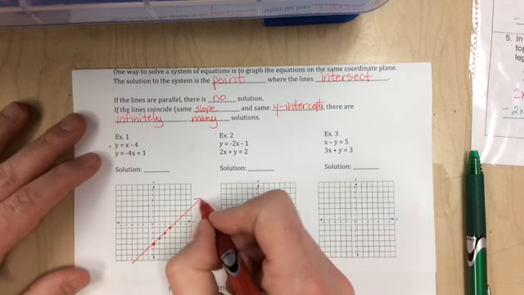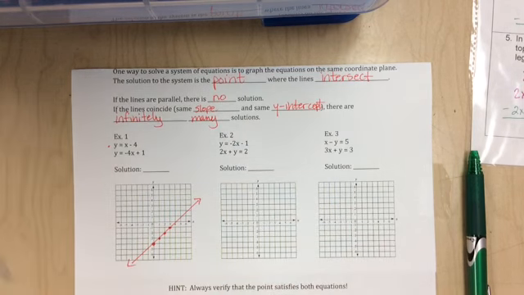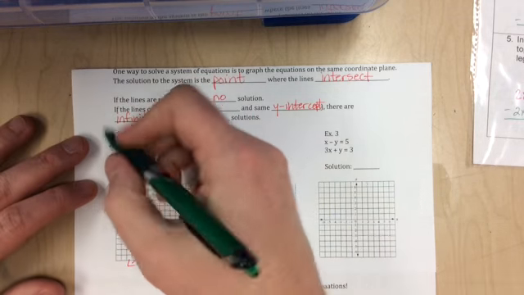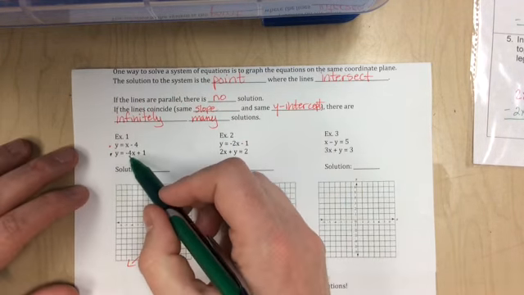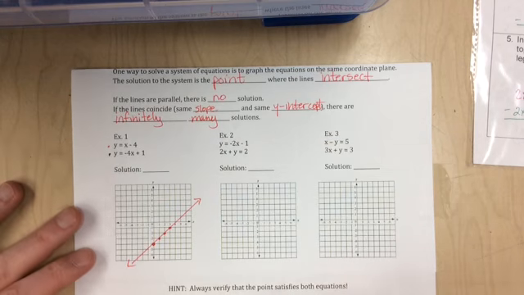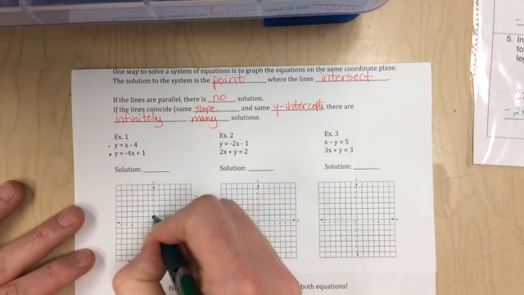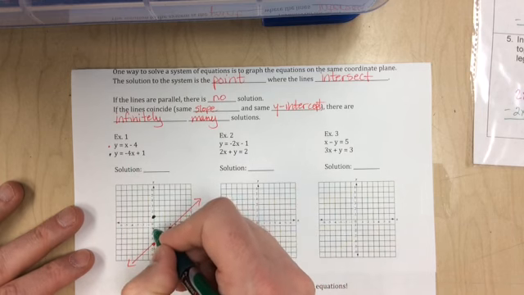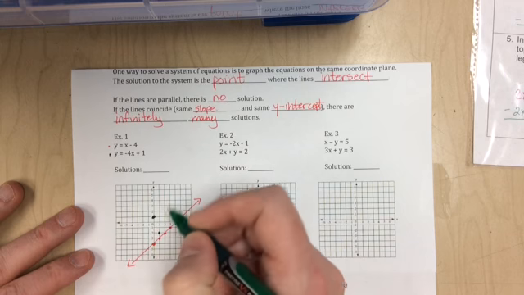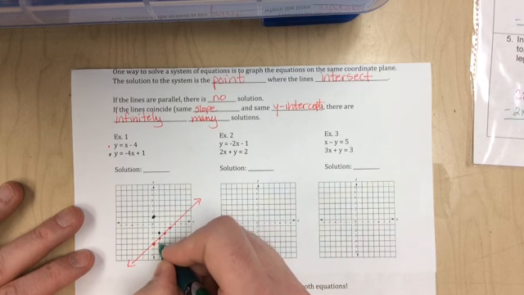And just like I always do, arrows on each end. Okay, and now let's use green for the second line, y equals negative 4x plus 1. Well, I know my y-intercept is 1. And I know my slope is negative 4, which means I go down 4, 1, 2, 3, 4, to the right 1. And then I go down 4, 1, 2, 3, 4, to the right 1.